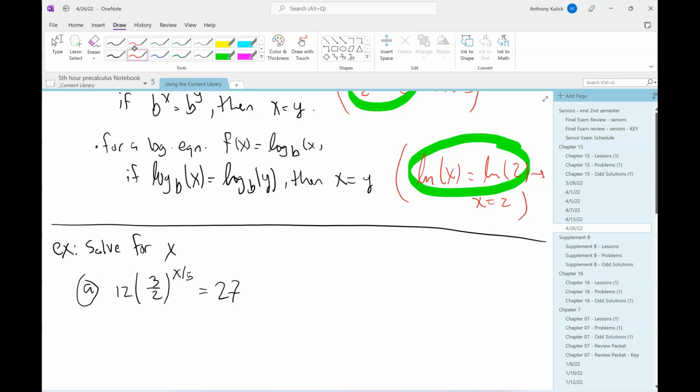All right, so let's say we have 12 times (3 over 2) to the x over 5 is equal to 27. So intuitively, what would be the first thing you guys would want to do here? Any answer is fine. In fact, even if it's a wrong answer, that's good because it gives me an idea of what your initial intuition is.